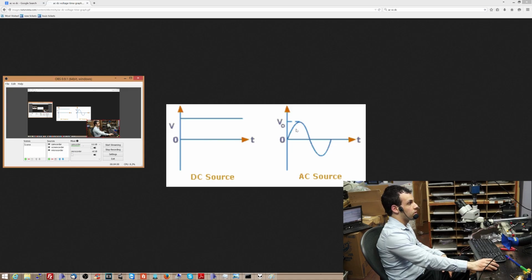Now with the AC source, it's a constantly moving target. So again, you want to have a constant 1 and a constant 0 for your digital circuit to work properly. But what is this? Is this a yes or a no? Is this a yes or a no? It's a constantly moving target.